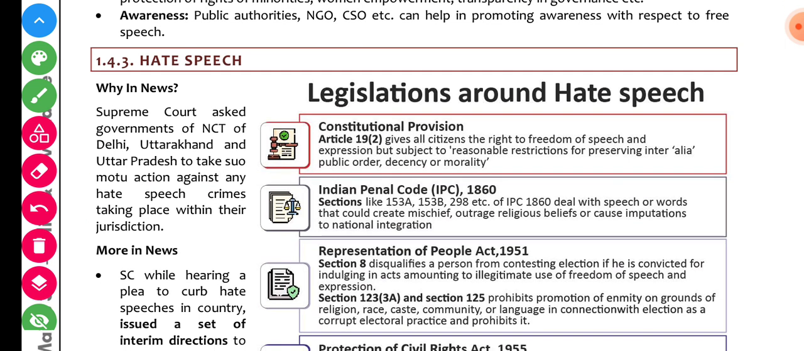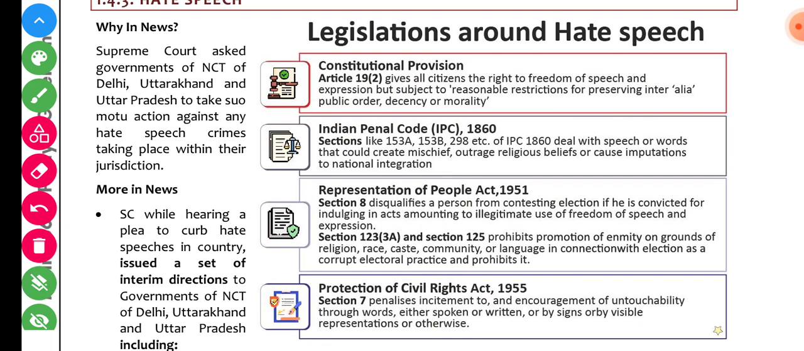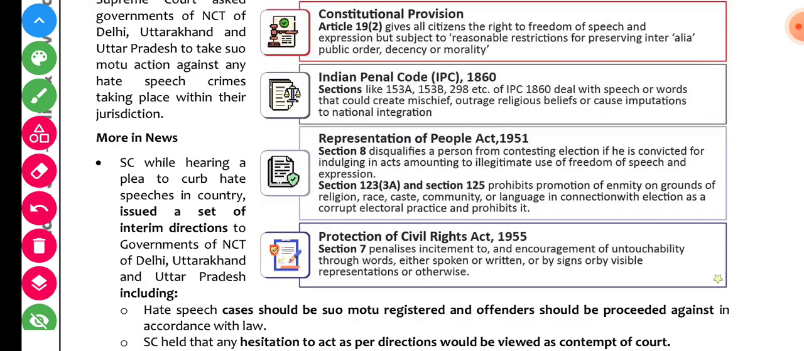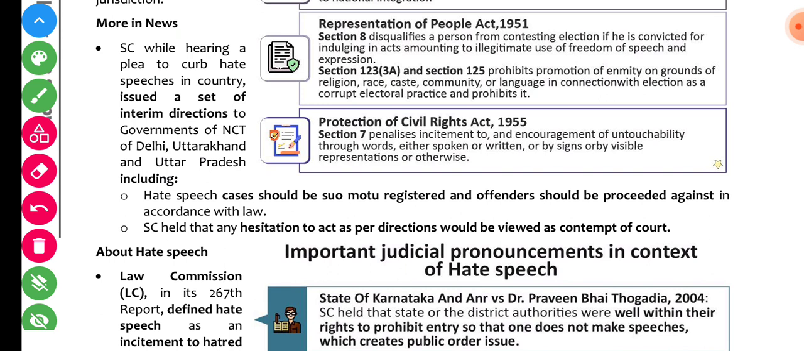Okay, next is, what is hate speech? Recently, the Supreme Court asked the governments of the National Capital Territory of Delhi, Uttarakhand and Uttar Pradesh to take suo motu action against hate speech crimes taking place within their jurisdiction. The Supreme Court, while hearing a plea to curb hate speeches in the country, issued a set of interim directions, including that hate speech cases should be registered suo motu and offenders should be proceeded against in accordance with the law, not in favor of any individual or person or any state concerned.